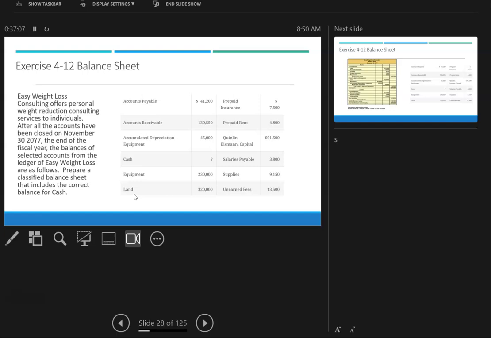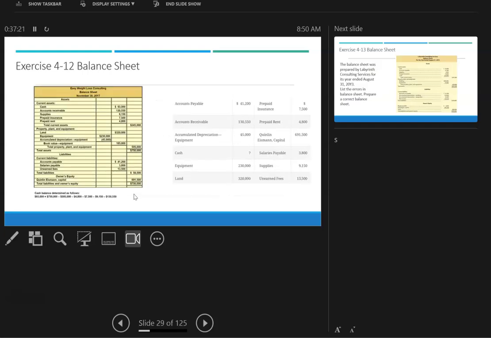So do you see what they're doing? Cash is a question mark because they want us to figure out what cash is, because we know that assets equal... Does that make sense? So we're going to take, we don't know cash yet, okay? Let's pretend we don't see that number. But we're going to put in our prepaid insurance of $7,500, our prepaid rent of $4,800. We're going to put in our supplies of $9,150 and our accounts receivable of $130,550. That's all we know for assets, isn't it?